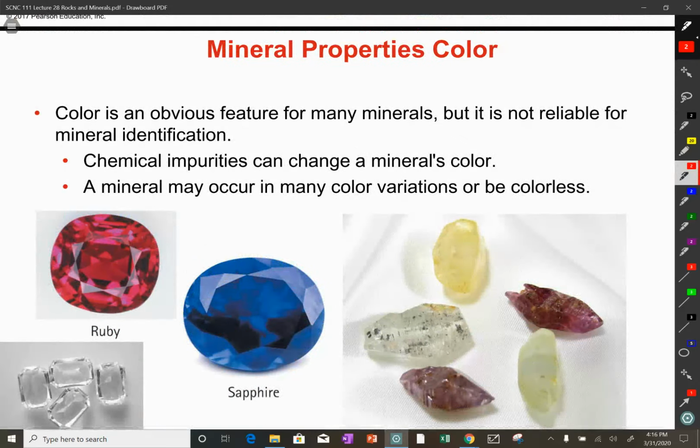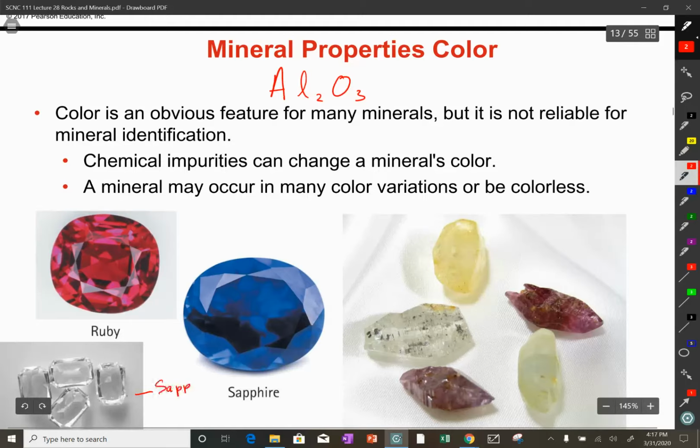Now, color is a very obvious distinction, but it's not really as useful as it seems because just a little impurity will change the color completely. So everything on this page is fundamentally Al2O3. This is what sapphire looks like if it's pure. That's pure sapphire. It's just a clear glass.